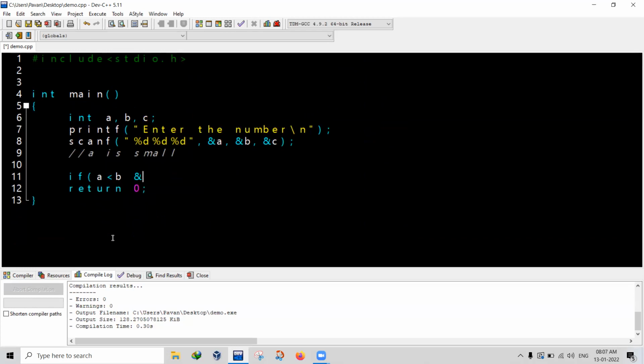So what is GCD? I hope you people remember GCD means highest common factor. So the logic is like this. First, understand the problem. In GCD, you will be given two numbers, say 20 and 25.